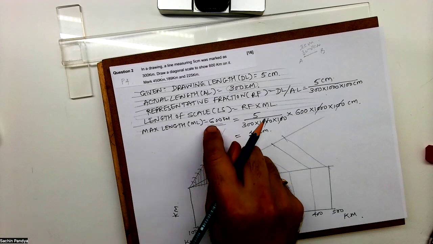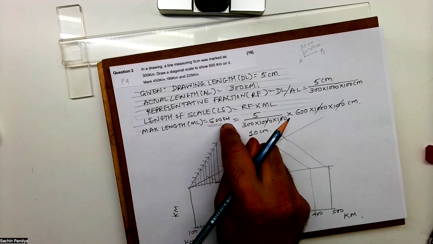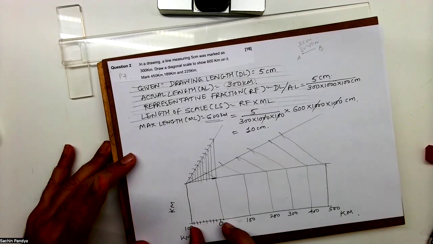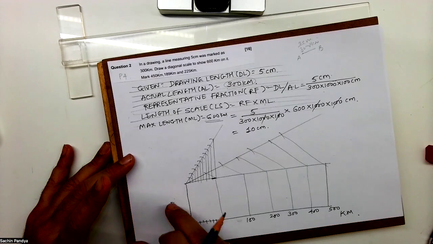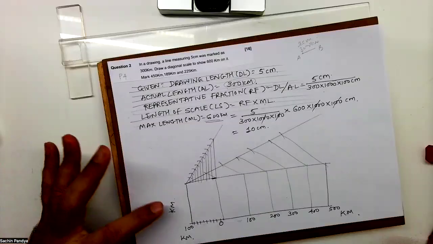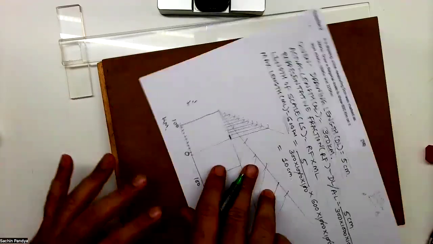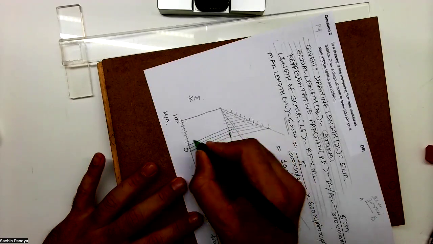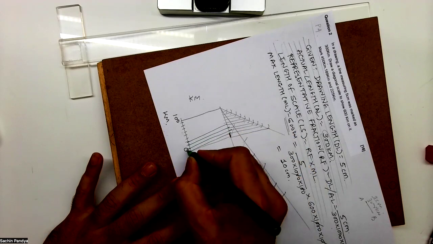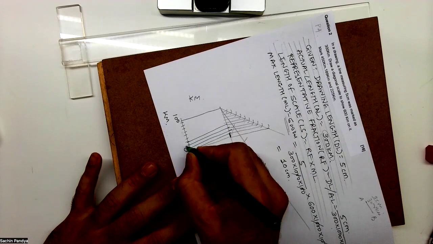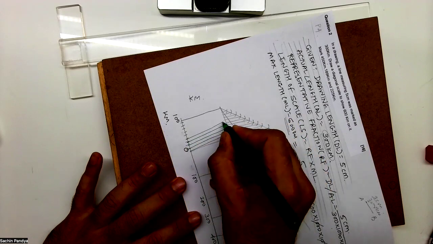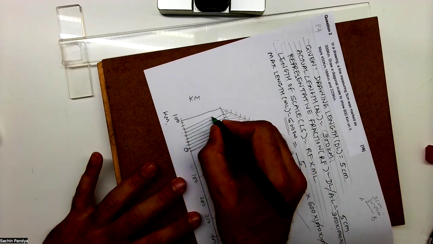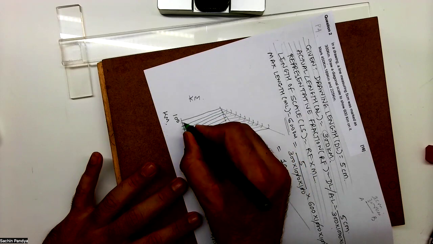Got it? Because maximum length is 600 kilometer. We divided 600 into 6 parts, we got 100. 100 we divided into 10 parts, we got 10. 10 we are dividing into 10 parts. Then also we are getting 1 kilometer. So what I'm doing, I'm joining 0 to 1, 1 to 2, 2 to 3, 3 to 4. So that means 10 to 20, 20 to 30, 30 to 40, 40 to 50, 50 to 60, 60 to 70, 70 to 80, 80 to 90, and 90 to 100.